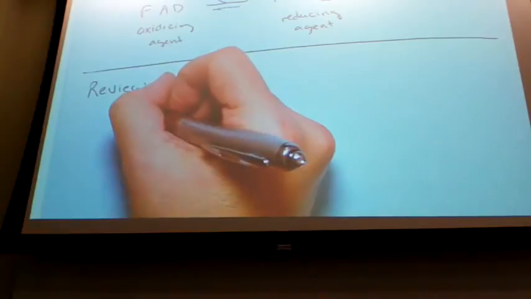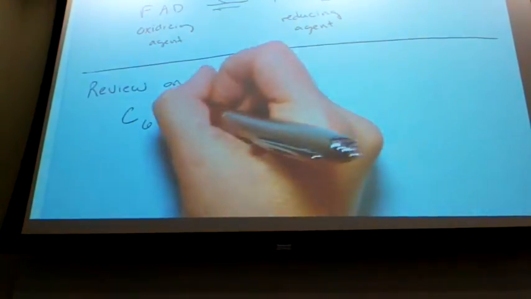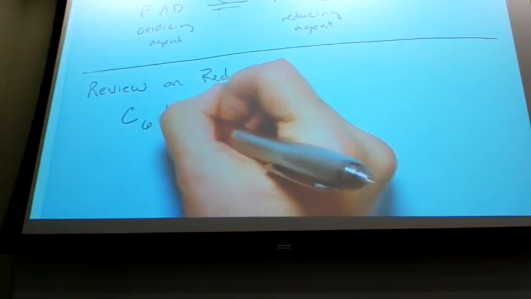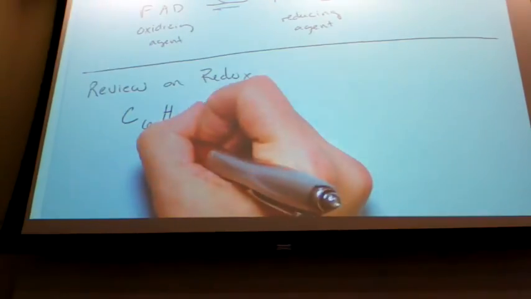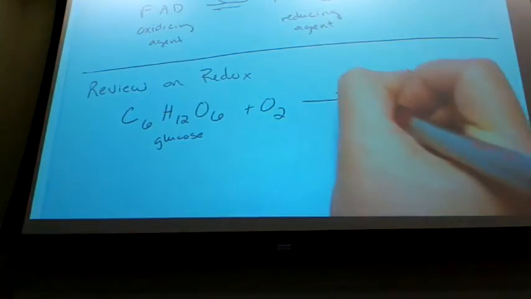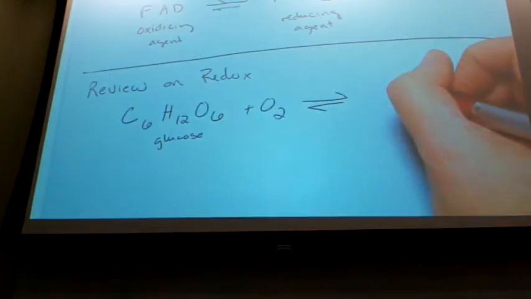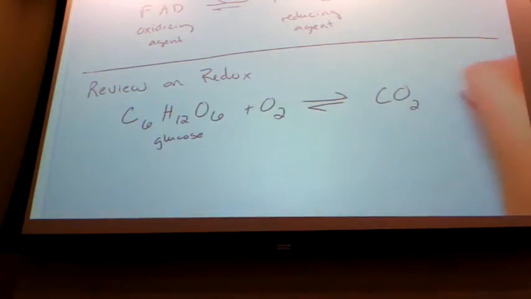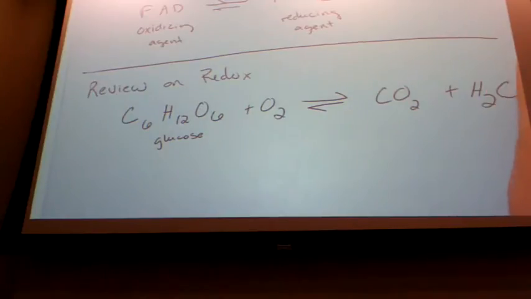So we're going to oxidize fuel. So we're going to oxidize glucose. C6H12O6 is glucose. And if we add oxygen to that, we can make carbon dioxide plus water. Okay, is that balanced? No. Can I just slap some coefficients on there and call it good?